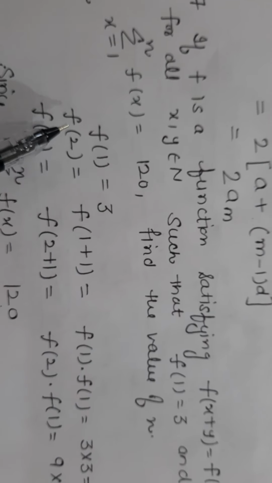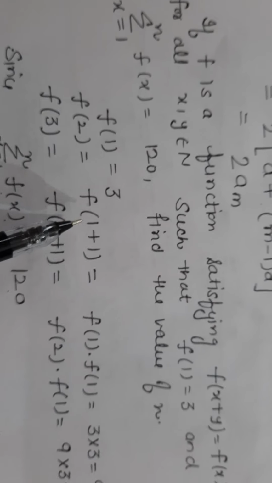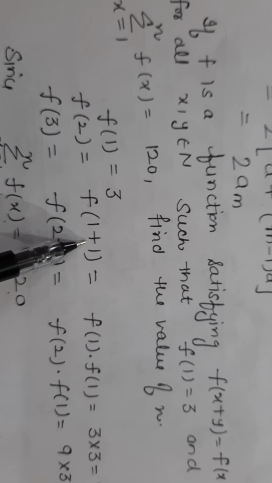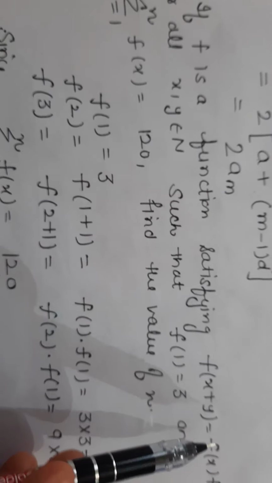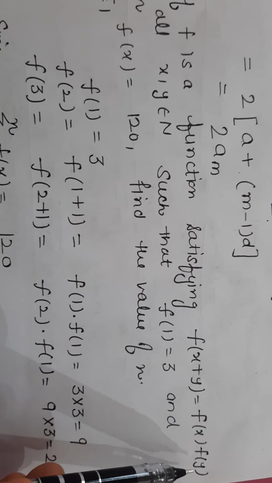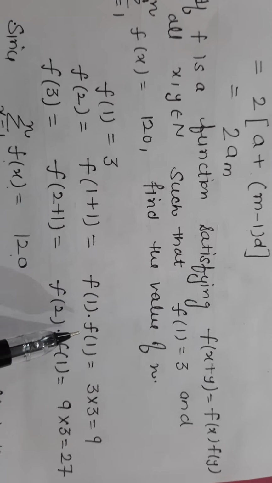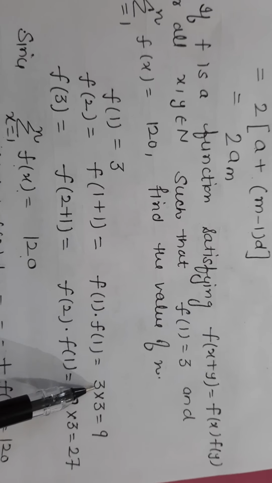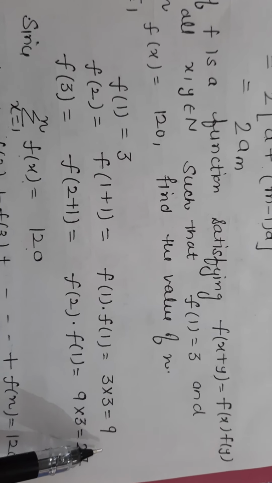The first term is given to be 3. Now f of 2. f of 2 can be written as f of 1 plus 1. Using this property, f of x plus y is equal to f(x) into f(y), this is equal to f of 1 into f of 1. So 3 into 3, this is equal to 9.